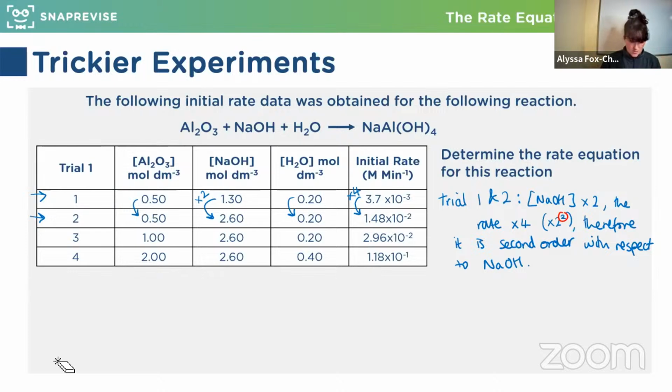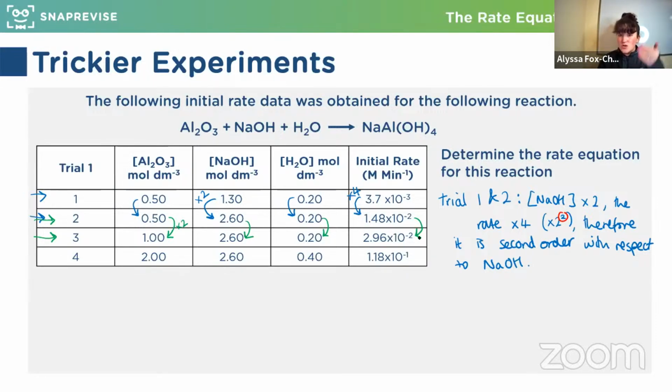Let's try another one. I'm going to change color again to try and make it easier. Funnily enough, let's do 2 and 3. If I do that, I have doubled the concentration of Al2O3. I've kept the concentration of sodium hydroxide the same, and I've kept the concentration of water the same. Brilliant. That makes it simpler. Any effect that's happened to the rate is purely because of the Al2O3. What's the difference between the rate in trial 2 and the rate in trial 3?